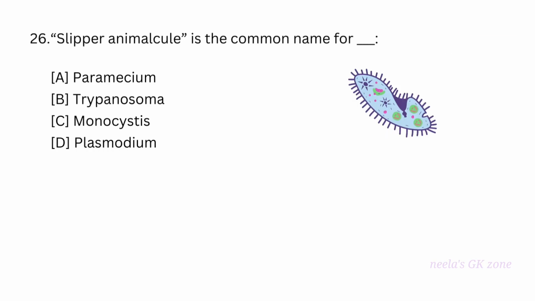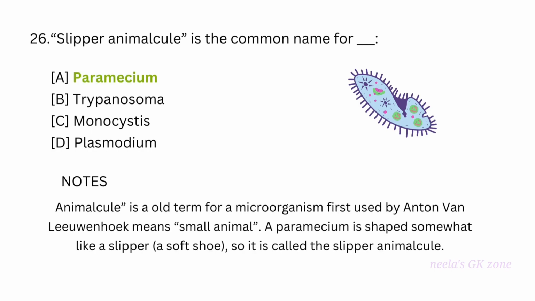And next question is: slipper animalculae is a common name for Paramecium, Trypanosoma, Monocytus, Plasmodium. And the answer is Paramecium. Animalculae is an old term for microorganisms, first used by Anton van Leeuwenhoek, meaning small animal. A Paramecium is shaped somewhat like a slipper, a soft shoe, so it is called a slipper animalculae.